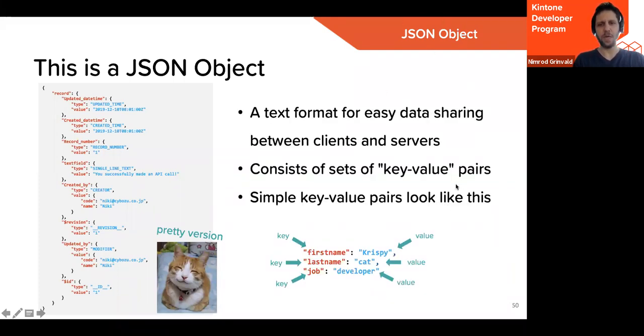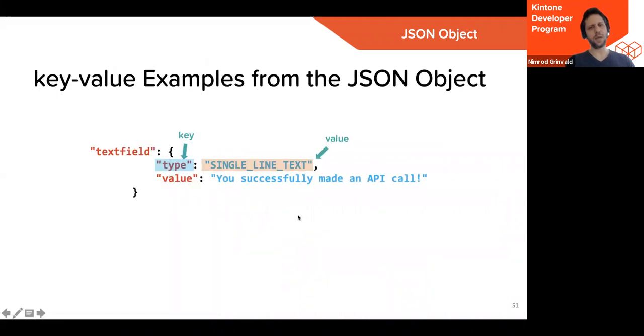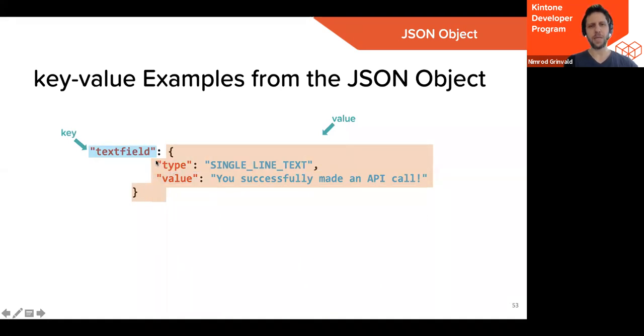What you need to know about it is JSON is comprised of what we call key value pairs. Some pretty intuitive ways of thinking about key value pairs: you've got a key of first name and the value of that is Crispy. The key is called last name and the value is Cat. Key of job, value of developer. Now, it's a little bit more confusing because you can have a key called value, the value of which is, in this case, you successfully made an API call. Another thing to be aware of is you can have key value pairs nested in other key value pairs. In this case, we have a key called text field, and the value of it is an object with two key value pairs in it, type and value.